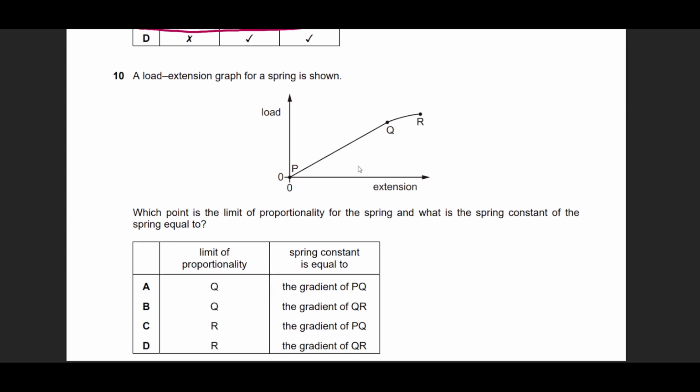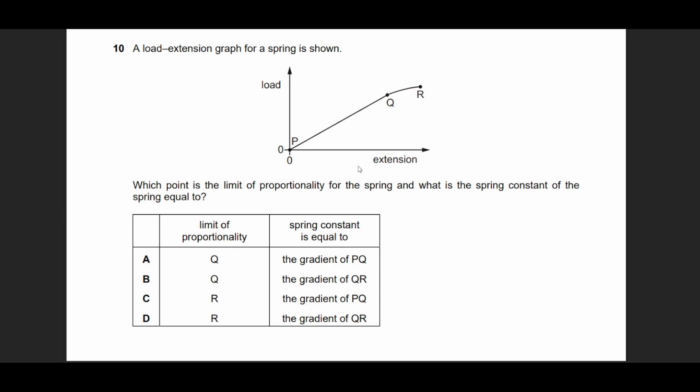Okay. Question number 10, again from Hooke's law. Limit of proportionality, very straightforward. A point before the curve, that is going to be Q. And then he says spring constant. So we have load, which is in newtons, and extension in centimeters. The spring constant K is equal to F over x. So if you make K the subject of the formula, this becomes F over x, so something in newtons per centimeter or newtons per meter.